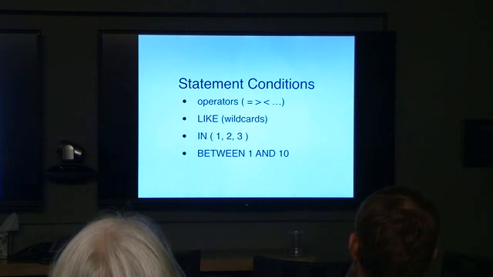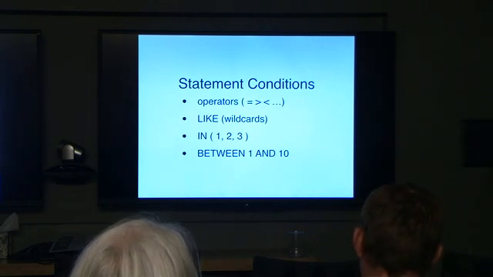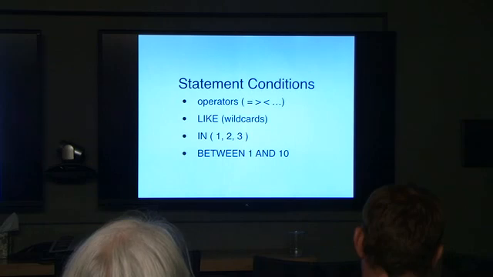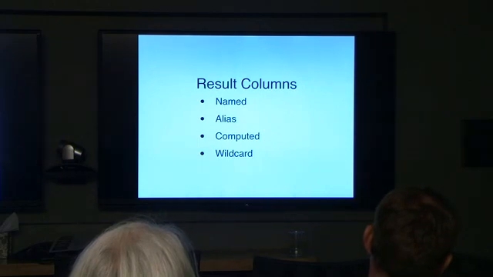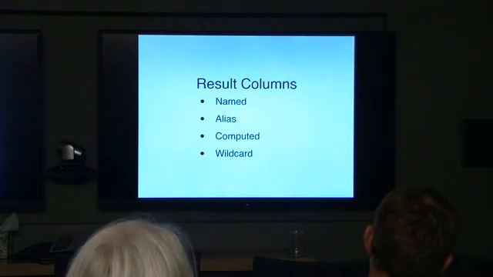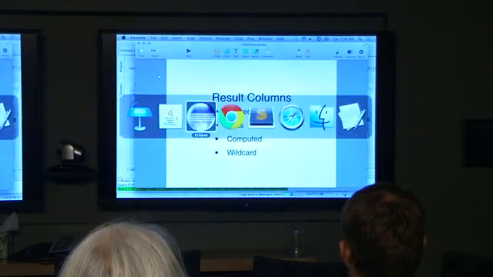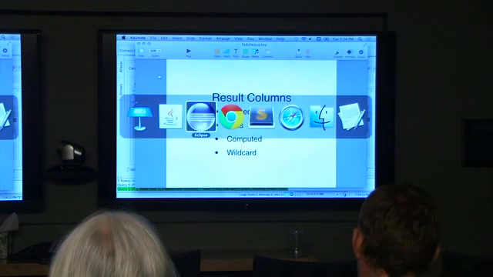So the conditions that are supported right now are a fairly straightforward vocabulary. The operators like in, like if you have a value in a list, and between two values. And the result columns can be straight named, aliases, like Linus saw as surname, computed values or wildcard. So I'll show some of those. I'll skip ahead to a more meaty example.